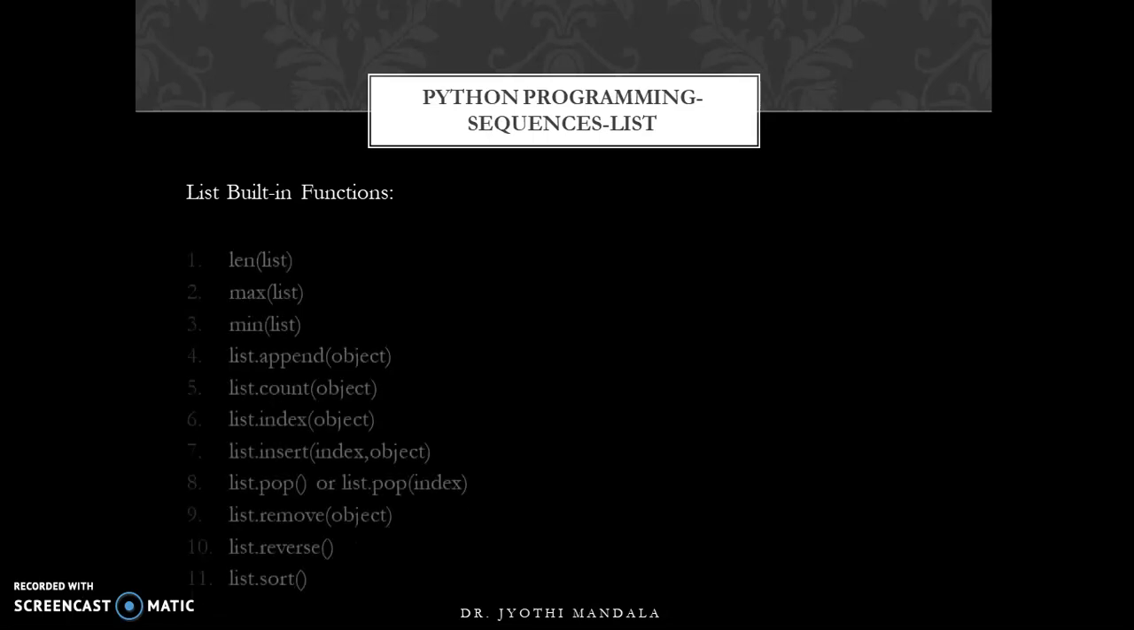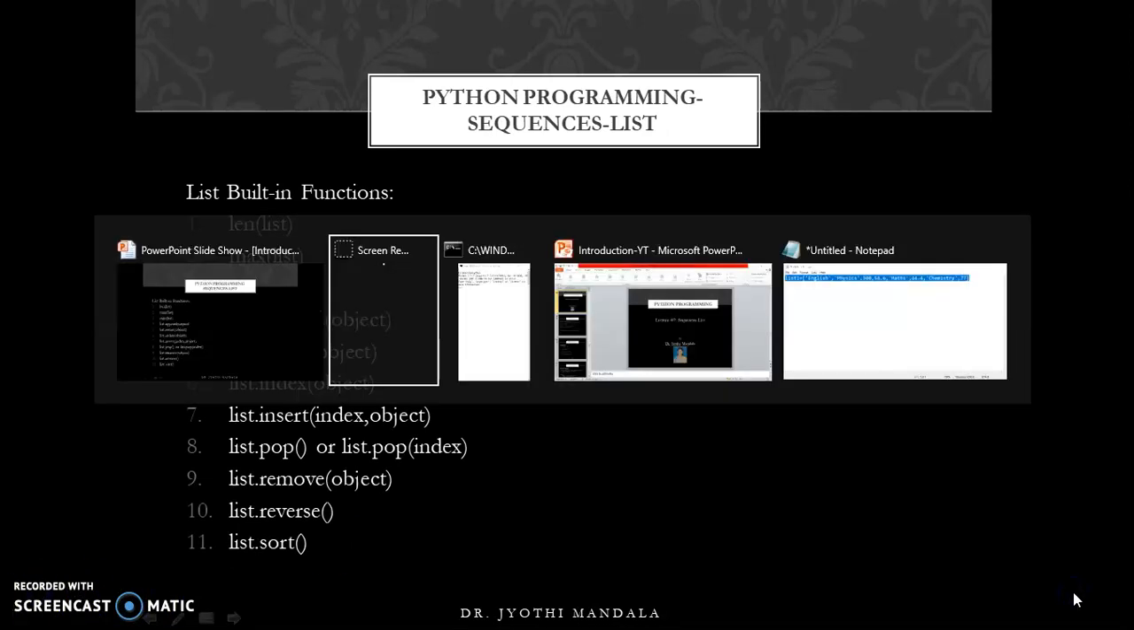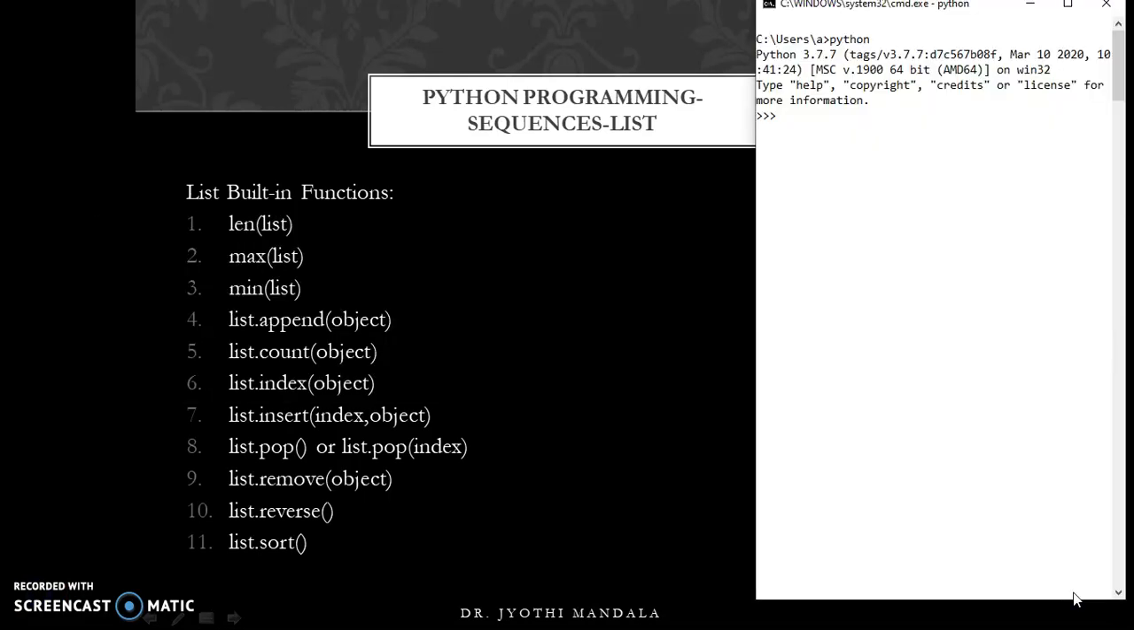Now let us see some built-in functions available in the list. We'll see all the things parallelly at once by creating a list. So let us move to our command prompt. Here I will create one list S equal to 1, 2, 3, 4. I have just created one list S, so S will be storing these 4 values.